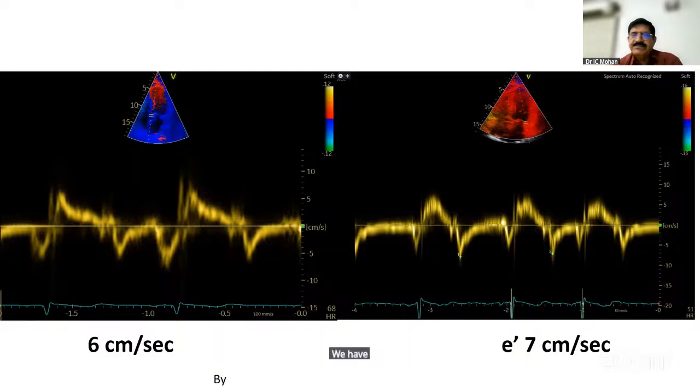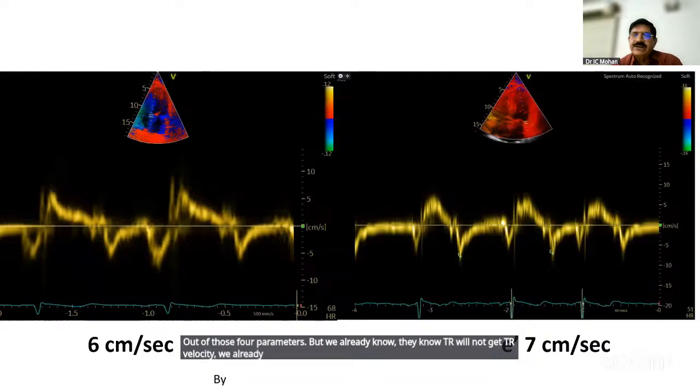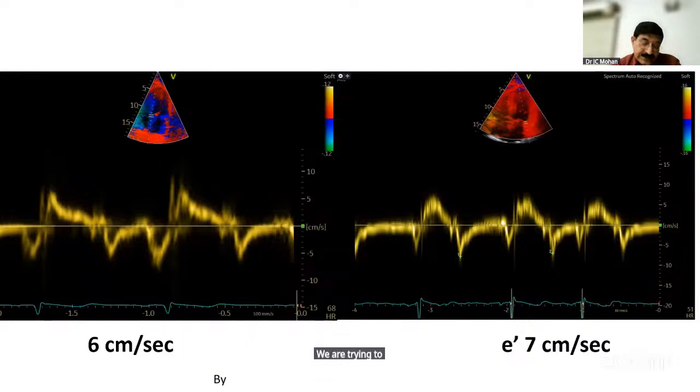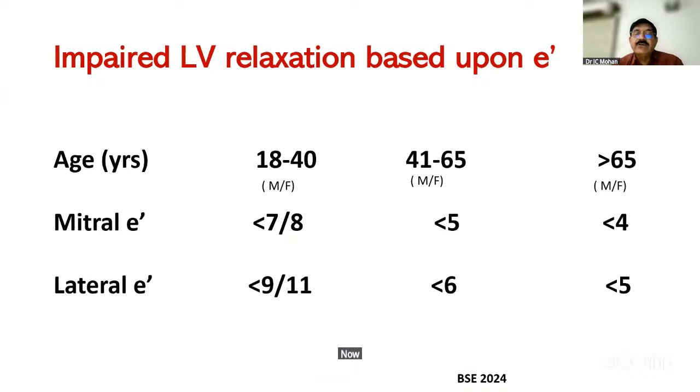We have to go to step 2 to get one more parameter out of those 4 parameters. But we already know there is no TR, so we will not get TR velocity. We already know LA volume is not there. What are we trying to get? We are trying to get the E to A ratio, and of course, we'll look at the left atrial reservoir strain. Now, we have already talked about the E to A.